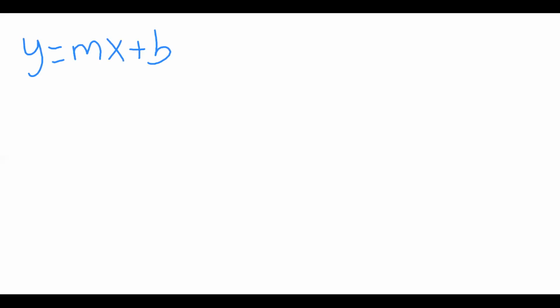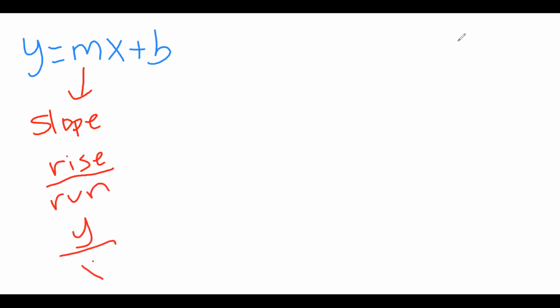So again, the idea here is that this is your slope, the m. Remember, slope is rise over run, or y over x. It's the y direction over the x direction. We actually call it delta y over delta x because the delta is a Greek letter that means the change in, but that doesn't really matter super much.